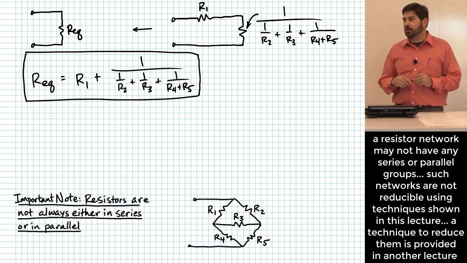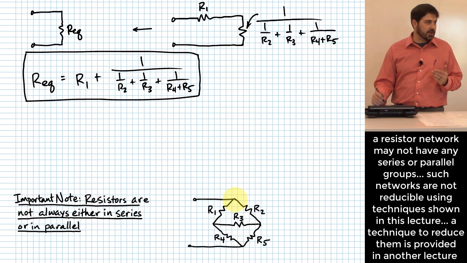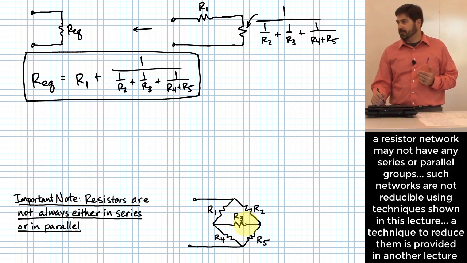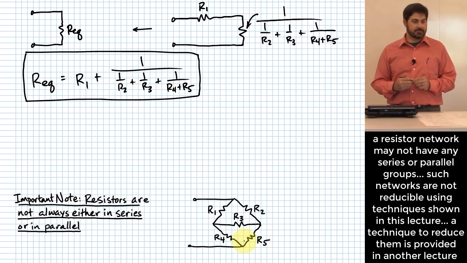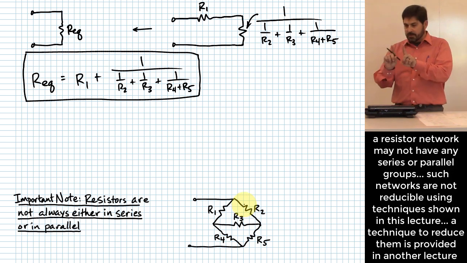This is sometimes called a bridge circuit that I'm showing up here on the screen. Can you identify any resistors that are in series with each other in that circuit? Okay, I see a lot of people looking, trying to identify. Nope, there's not a single resistor that's in series with another resistor in that circuit. What about parallel? All right. Parallel means two elements better be connected across the same two nodes.